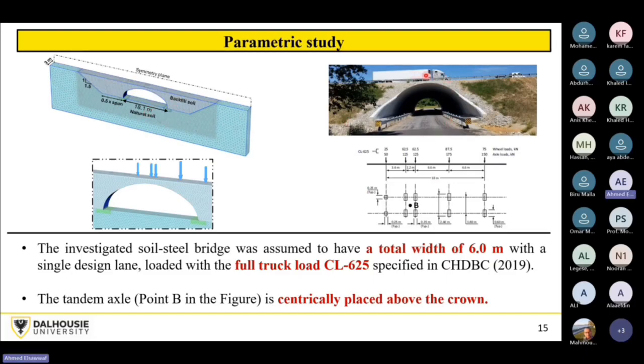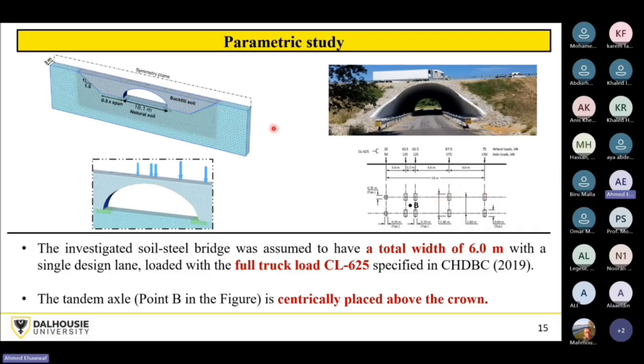And for the live loads, we have a truck moving in this direction across the soil steel bridge. So it will look like this. These are the truck loads. It's a CL 625. That's the full truck load specified in the Canadian code. And these are the loads and the geometry of the truck.